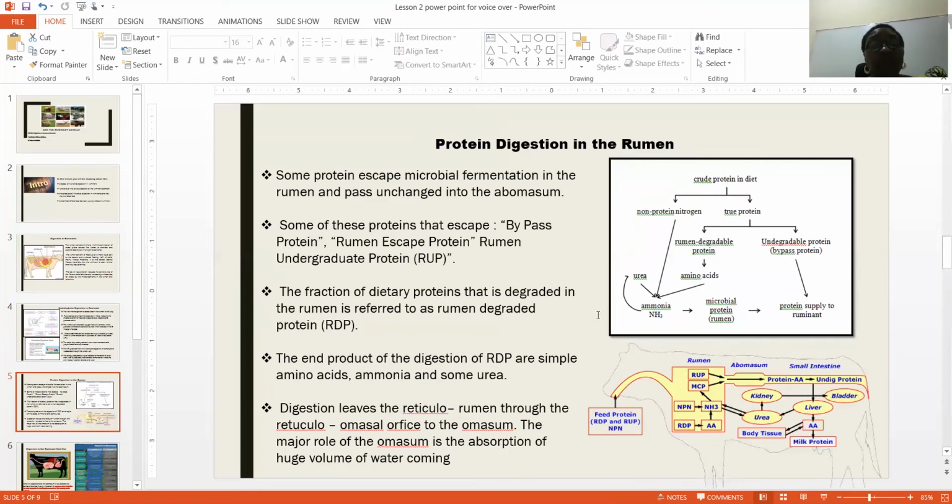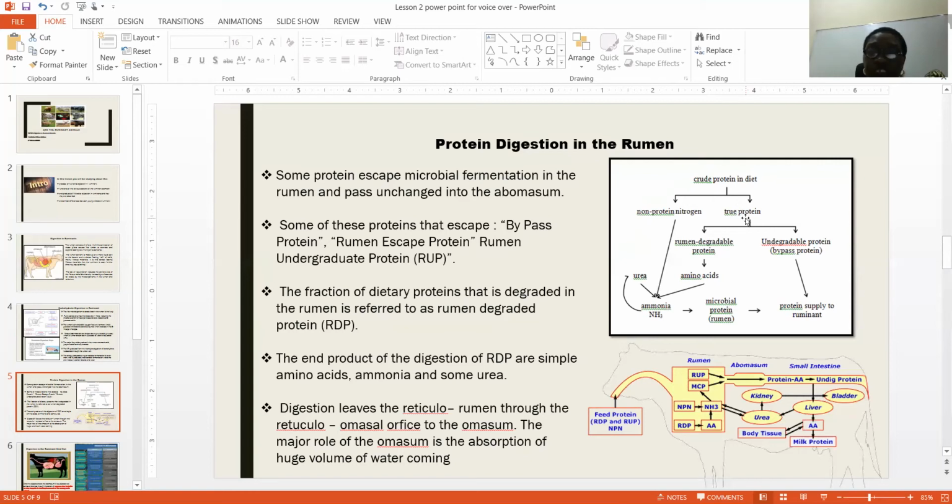Energy or carbohydrate is one aspect of feed materials. The other aspect is the protein. How are proteins digested in the ruminants? Here again, I have a table for you to look at carefully. When an animal eats feed materials, there are two forms of protein. There is the non-protein nitrogen, also referred to as the NPN. There is also the true proteins that are contained in the feed. These two types of proteins are digested differently.